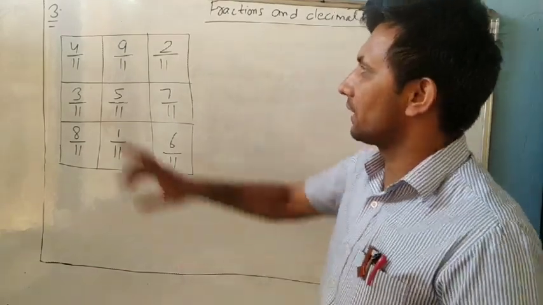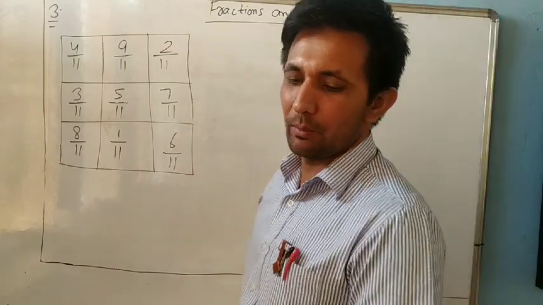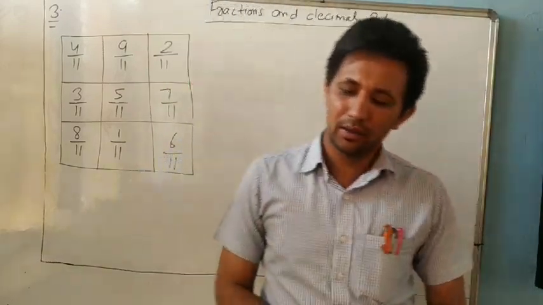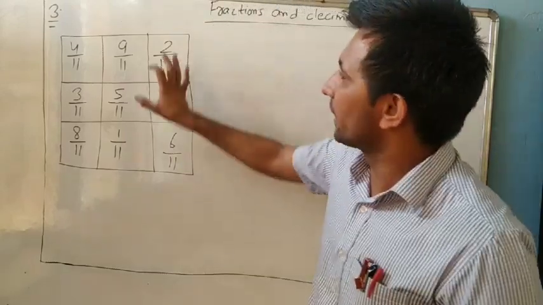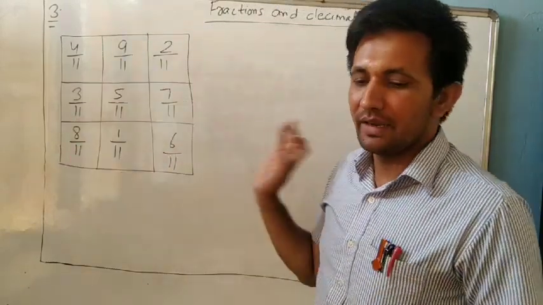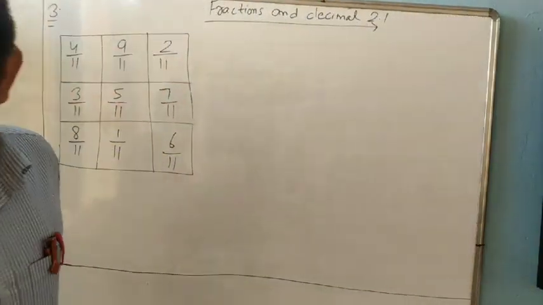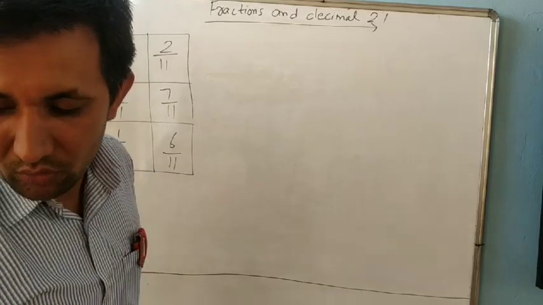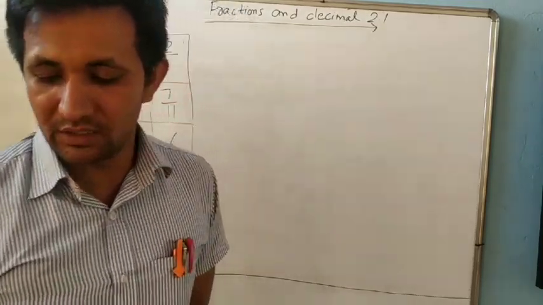Today we are starting our third question of exercise 2.1. Questions number 1 and 2 we have already finished. Now question number 3: what is given is a magic square. It is a square given, okay? It is a magic square. Why is it a magic square? Because the sum of numbers in each row, each column, and along the diagonal is the same.